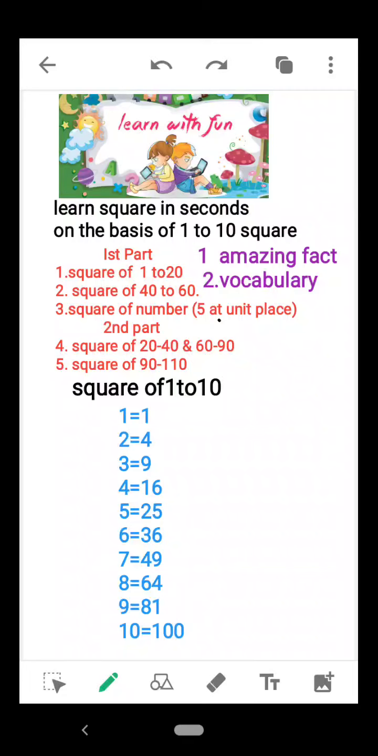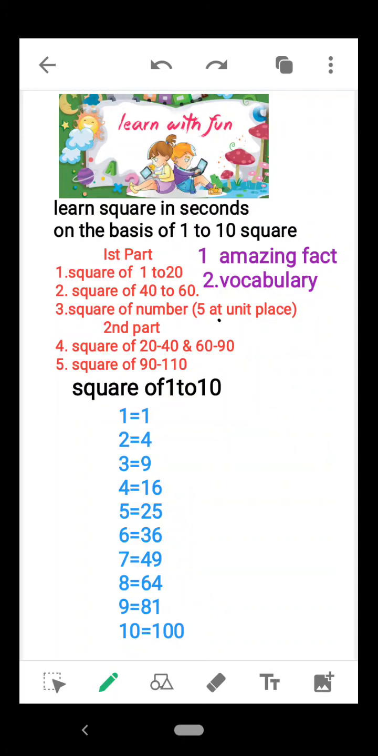In this video we learn the squaring of numbers. The first part of the video will cover the squaring of 1 to 20, 40 to 60, and squaring of numbers where 5 is at the unit place, and also learn an amazing fact and vocabulary. The second part of the video will cover the squaring of numbers 20 to 40, 60 to 90, and squaring of 90 to 110. So we will start.